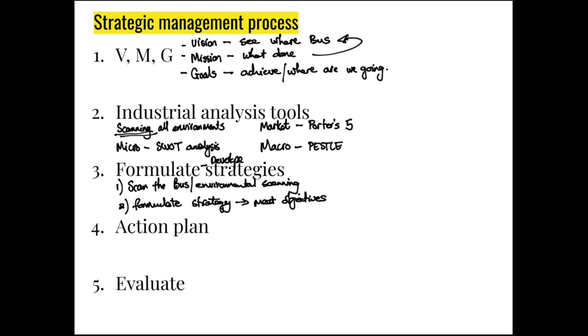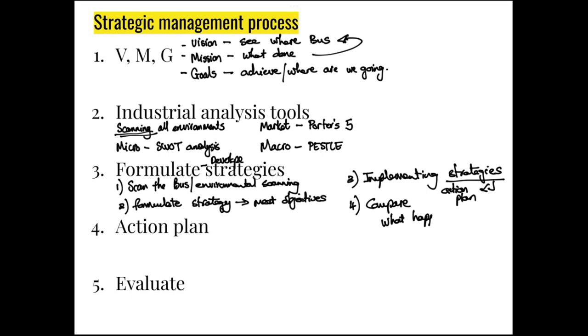Then your third step is you look at implementing the strategies. When you implement the strategies, you're basically testing your theory. You're testing to see whether this works. And these strategies are implemented by means of an action plan. So there are specific steps that need to be done. Then the last step is now you compare. You look at what happened, the expected results, and you compare it to what you thought was going to happen.